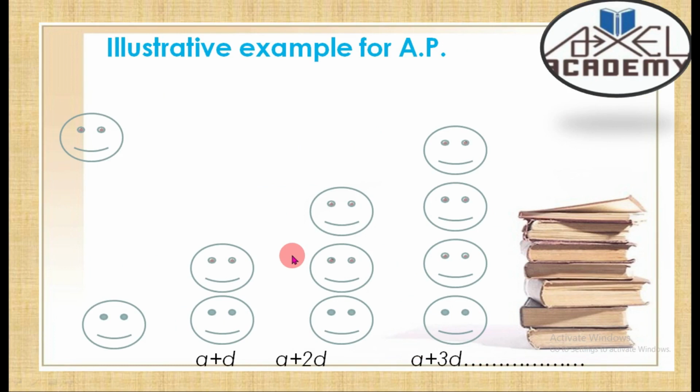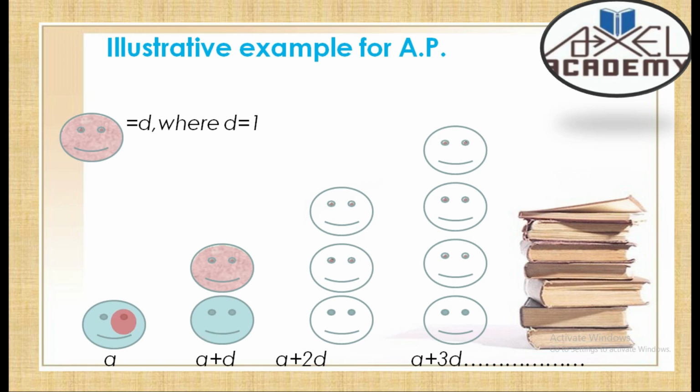Now let's take an illustrative example to clear our concepts in a better way. Here this red smiley we are denoting as D. So this is D. Now this sky smiley I'm going to tell you is A. Fine. So now let's see. Again this is A, D. So this is the second number.